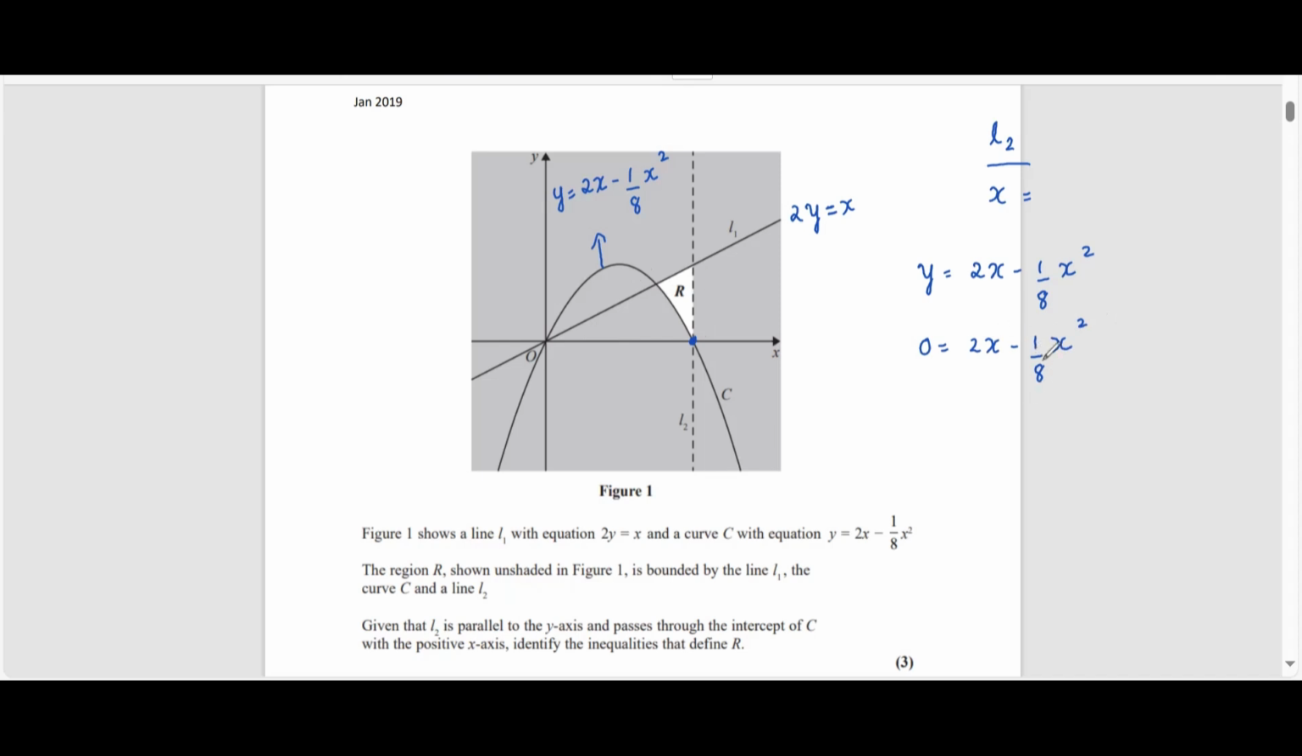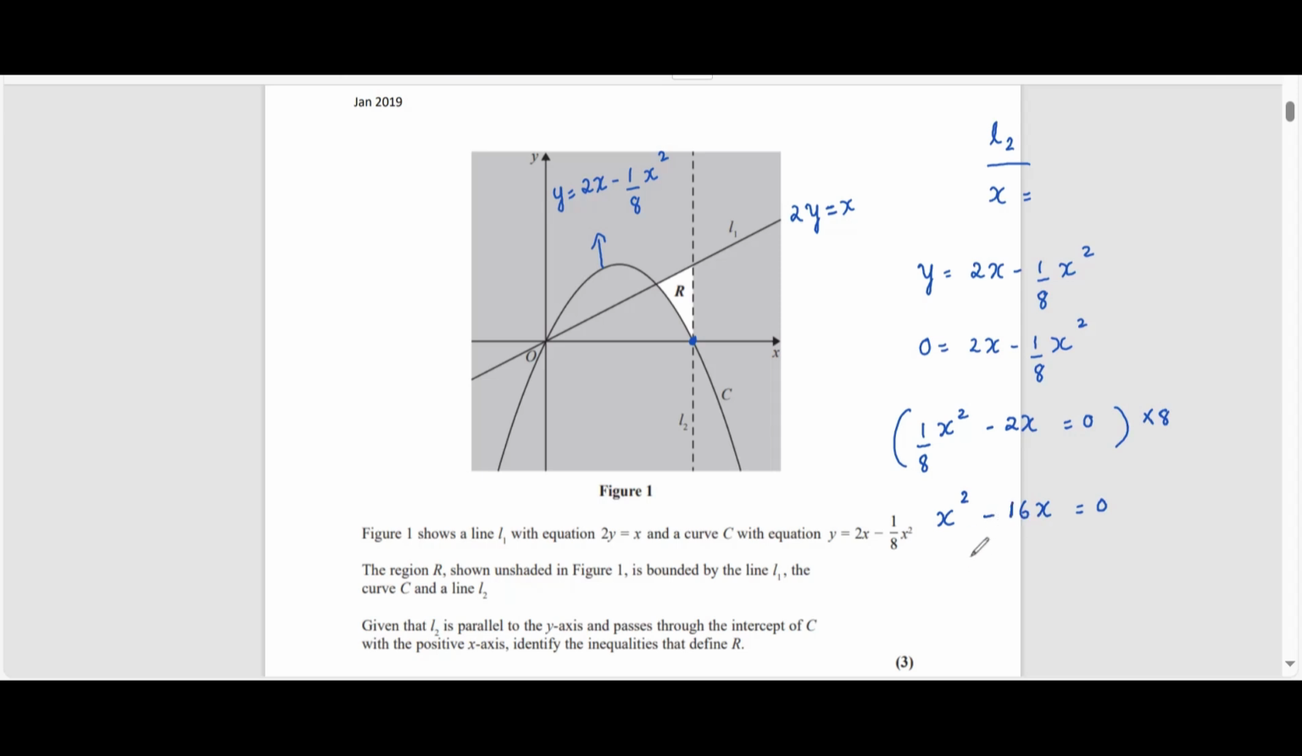Bring all these terms to the other side so that I can have x² with a positive coefficient. So (1/8)x² - 2x = 0. I don't want this denominator 8 here, so I'll multiply the whole thing by 8. (1/8) into 8 is 1, so basically that is x² - 2 into 8 is 16, x = 0 multiplied by 8 is 0.